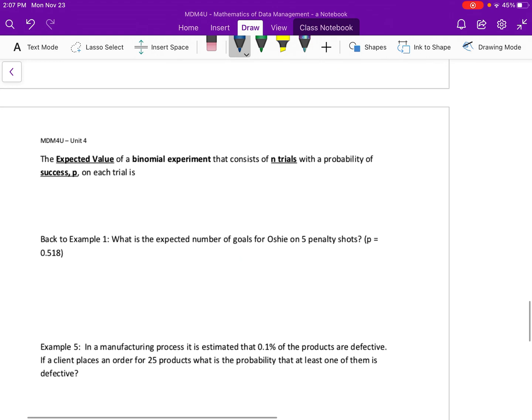Okay, so again, other things you can do with this situation, you can also figure out the expected value just like we've done in the past. So the expected value of a binomial that consists of n trials with the probability of success p is pretty simple. We're just going to have the expected value is equal to the number of trials times the probability of success.